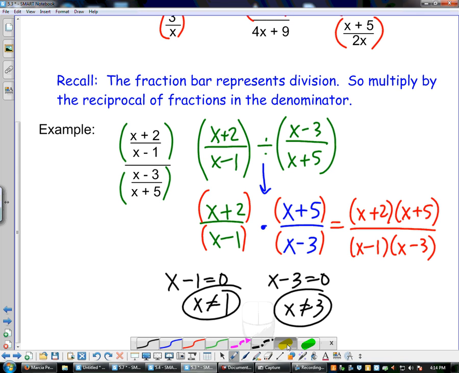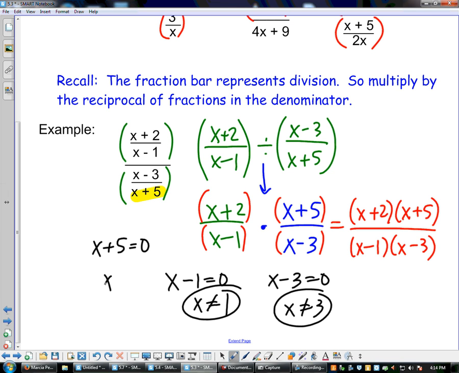So hopefully we see what she's saying there, that I missed this one when we were doing that. There was a denominator in that beginning that I didn't remember to put in here. So x plus 5 equals 0, so x can also not equal negative 5. So we really have three restrictions on that one.